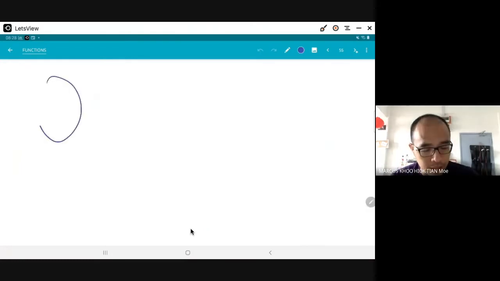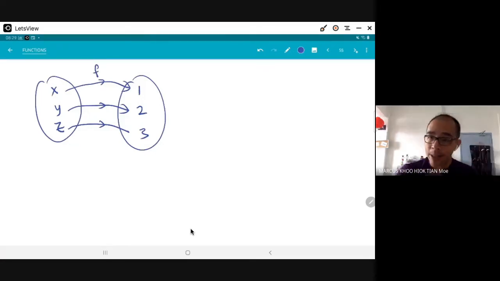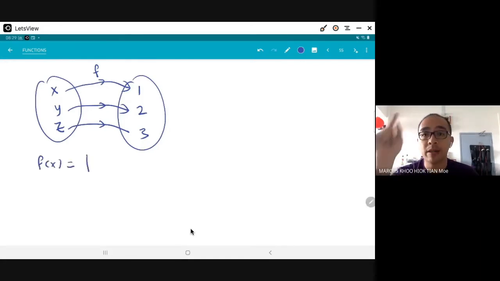For example, this is x, y, z, and this is 1, 2, 3. Ini lagi weird. So kalau dia punya plotting is this way, this is the function of f. Kamu nampak je ni kan, you can tell me 6 things immediately. Number 1, fx is 1. So dia punya objek adalah x, dia punya image adalah 1. Secondly, fy is 2. Sebab dia punya objek adalah y, dia punya image adalah 2.